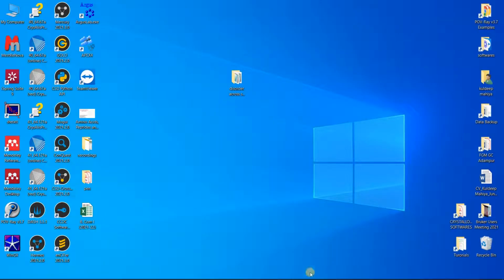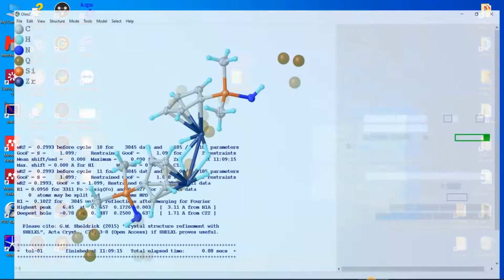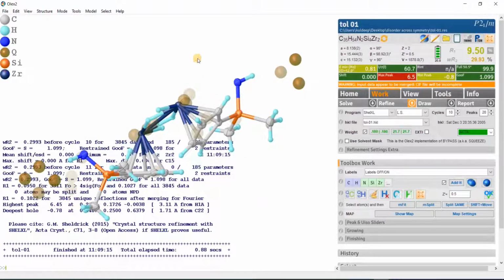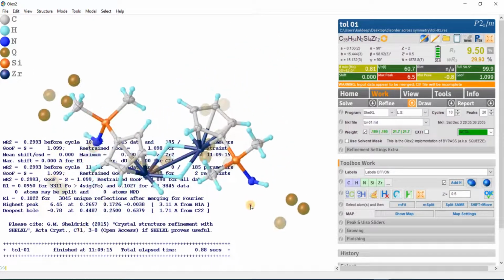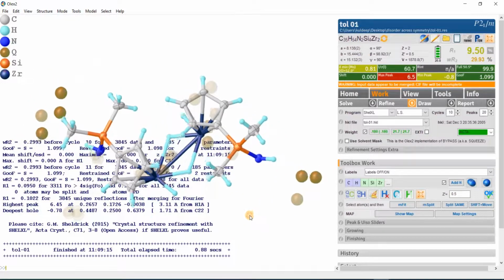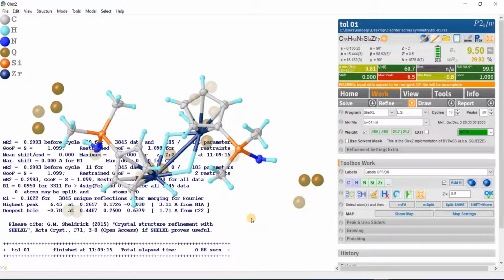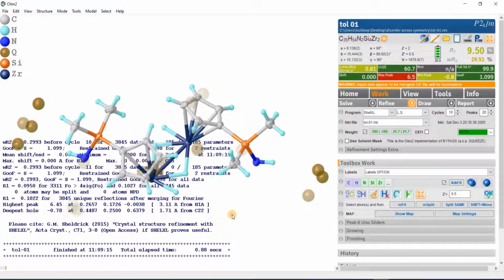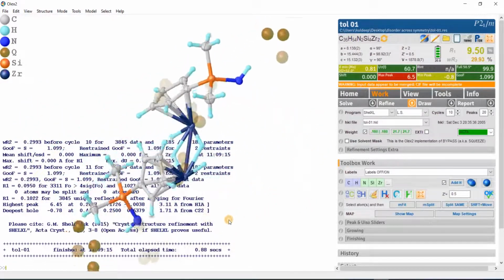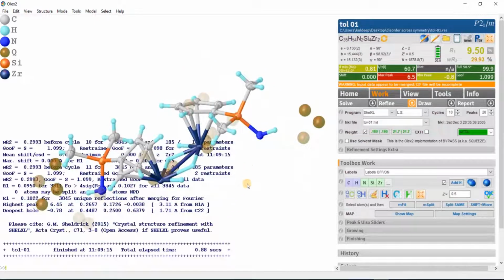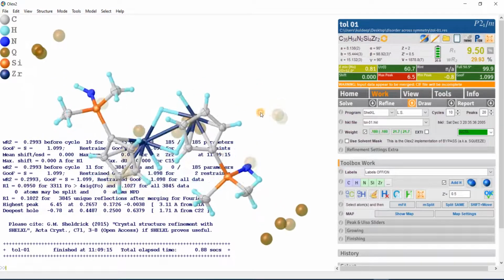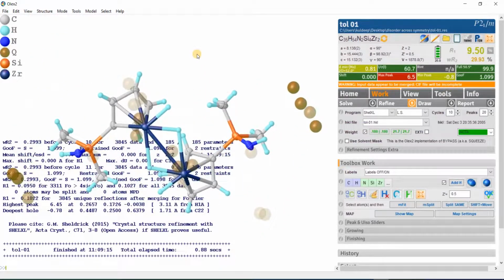For this, I am going to open OLEX2. This is OLEX2. From here, we are going to join the refinement. Up to now, the refinement is very straightforward and simple. This is the molecule, only half molecule in the asymmetric unit, and there is no solvent in the structure yet. So we are going to refine the solvent part.